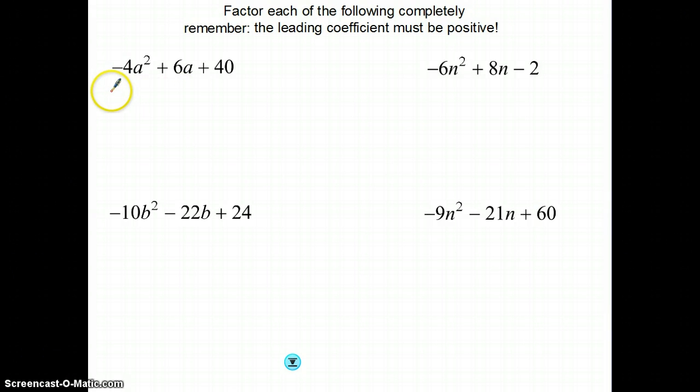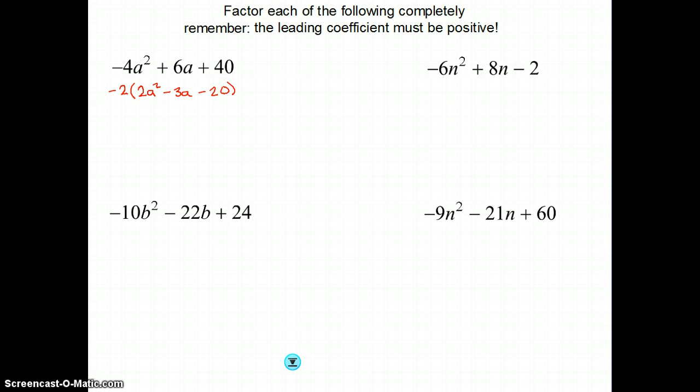But here there is more than just a negative 1 I can factor. I can factor out a 2 from all three of those terms. When I take out the negative 2, my negative 4 becomes a positive 2a squared. My positive 6 becomes a negative 3a, and my positive 40 becomes a negative 20.